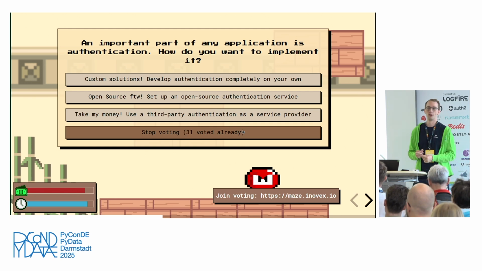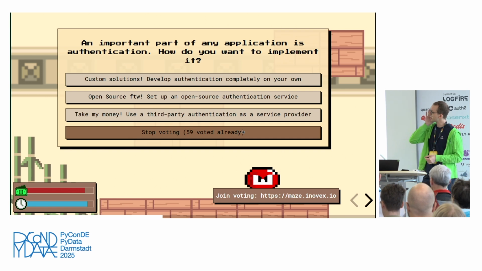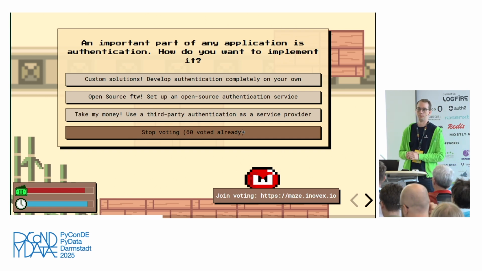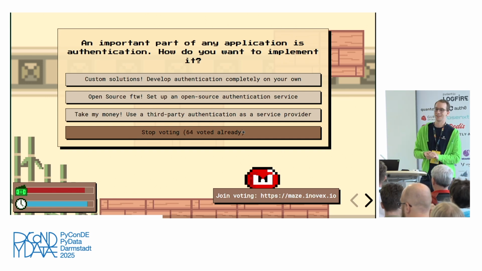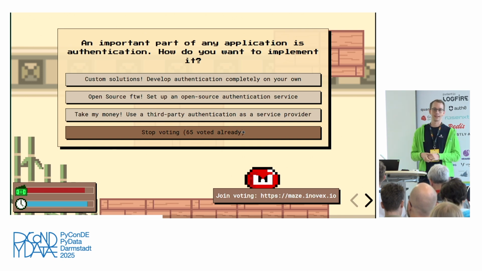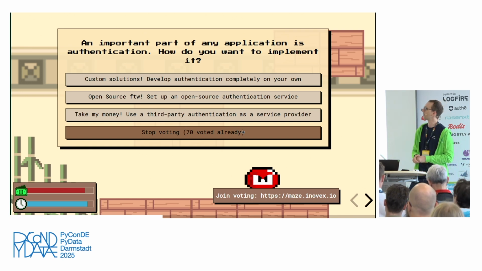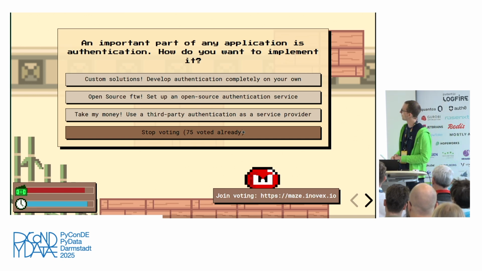Do you want to go for open source solutions like Keycloak or stuff like that? So some open source software you run and deploy and run yourselves? Or do you want to solve this problem with money? Have a look at your budget down there and buy some third-party authentication provider like Okta or something like that and use that as a service provider.